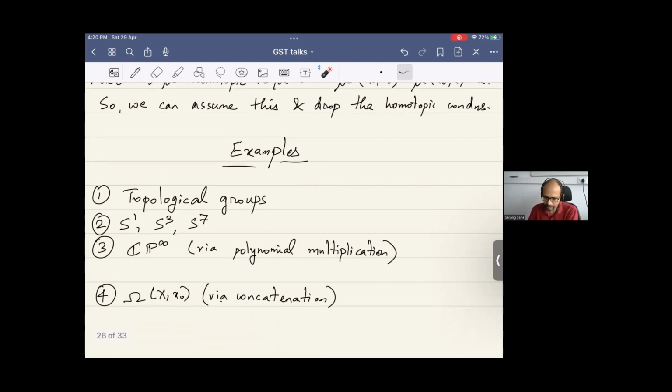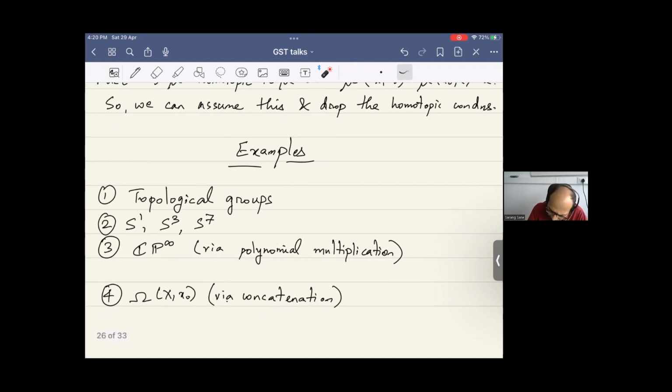Okay, what are examples? So topological groups, then the spheres S1, S3 and S7. This is related to some famous result of Adams. These are the only H spaces amongst the spheres. And then CP infinity via polynomial multiplication. I don't have time to show how this goes, but this is very algebraic. And finally, this is really the main example, the loop space. Yeah, the pointed loop space.